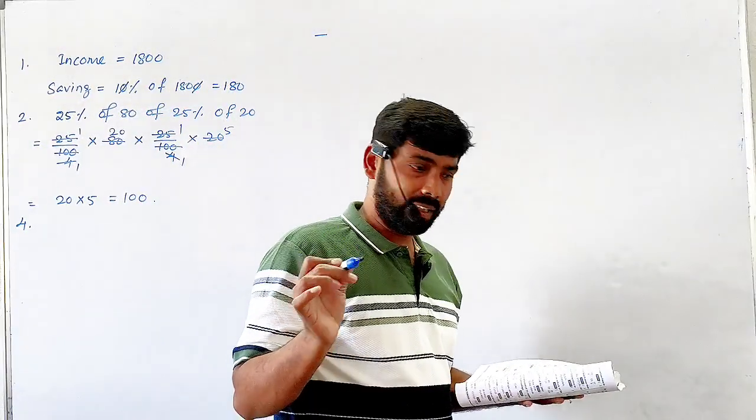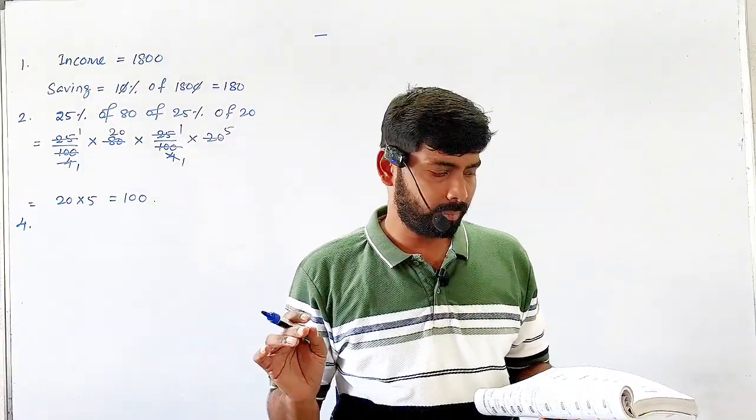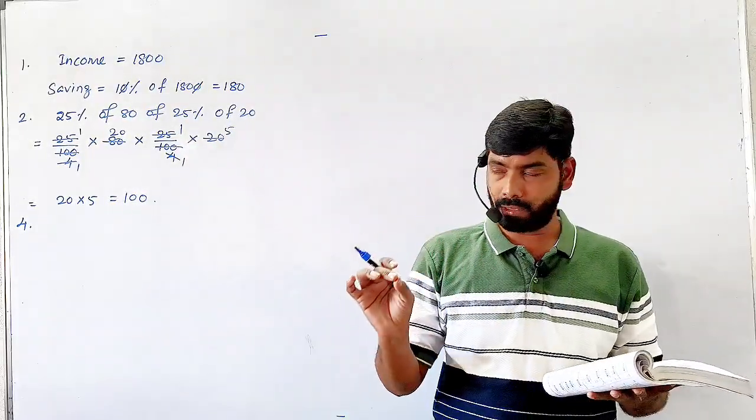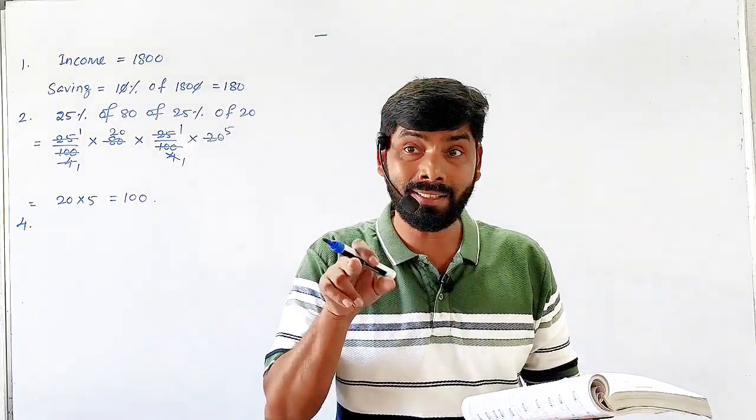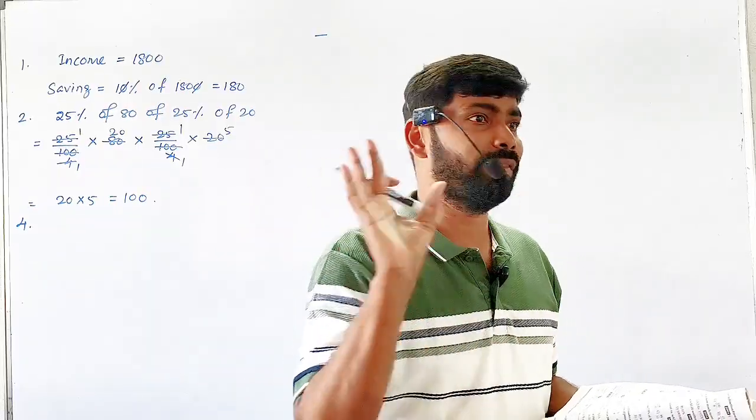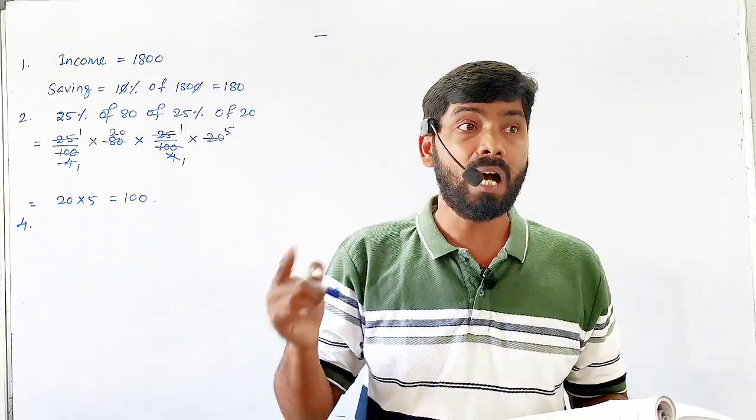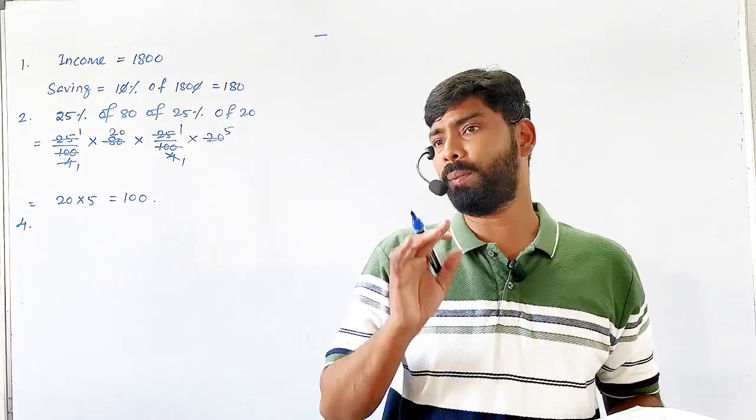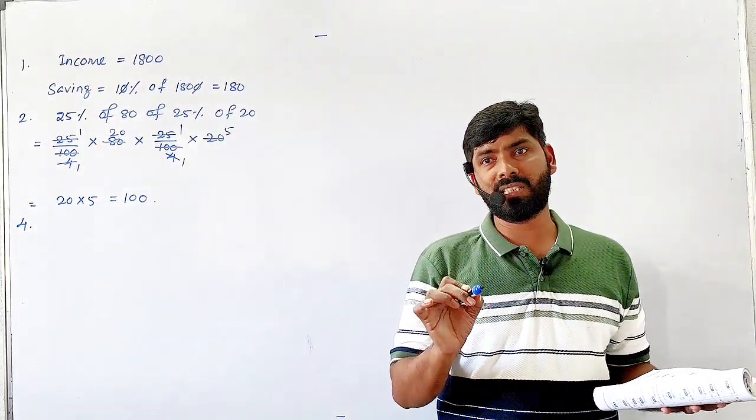Question number 4. All of you look at the question, then I will read it. What is the percentage of 72.90 rupees in 270 rupees? It means, what is the percentage of 72.90 rupees in 270 rupees? In means out of. 72.90 rupees out of 270 rupees.